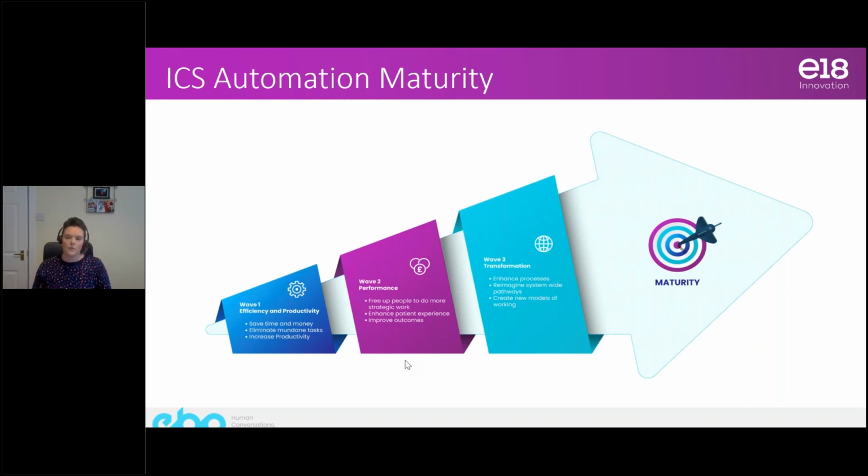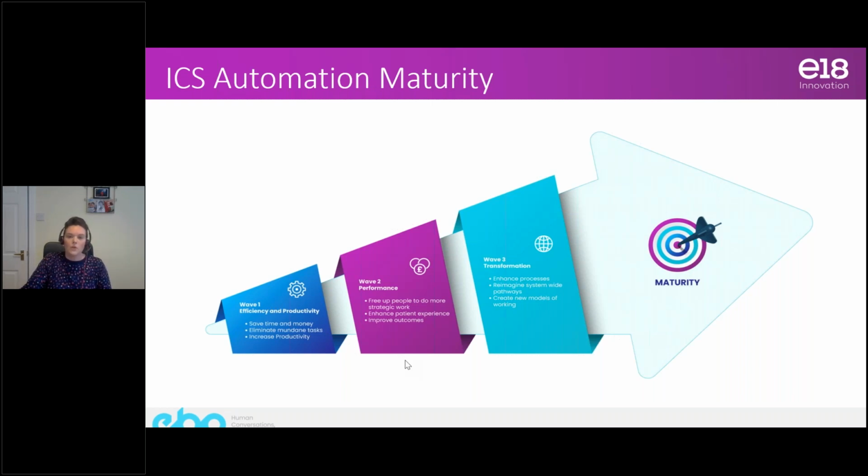And where we want to get to is that wave 3, where we use all of the technology available to its full potential and transform system-wide processes to not only improve ways of working for staff, but also improve patient pathways across the system, whether that be from referral to treatment or with patients being cared for in the community services as well. So we want to get to a stage where information and interactions with patients are shared and updated in all of the systems used in each organisation across the ICS.